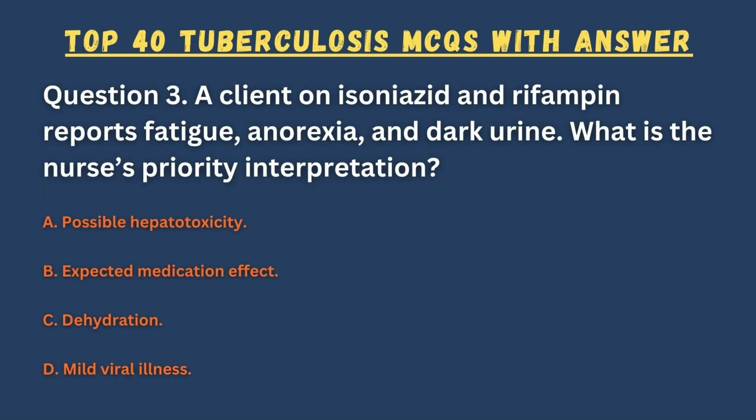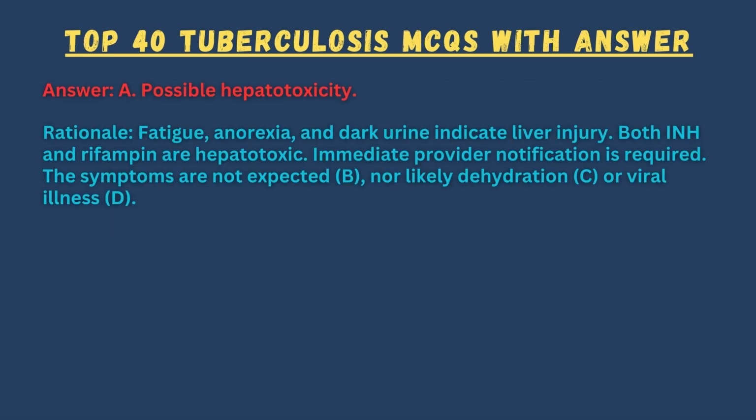Question 3. A client on isoniazid and rifampin reports fatigue, anorexia, and dark urine. What is the nurse's priority interpretation? A. Possible hepatotoxicity. B. Expected medication effect. C. Dehydration. D. Mild viral illness. Answer: A. Possible hepatotoxicity. Rationale: fatigue, anorexia, and dark urine indicate liver injury.